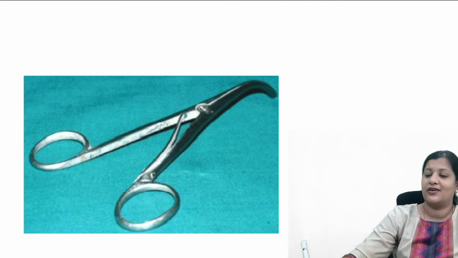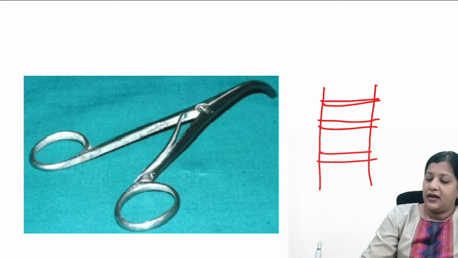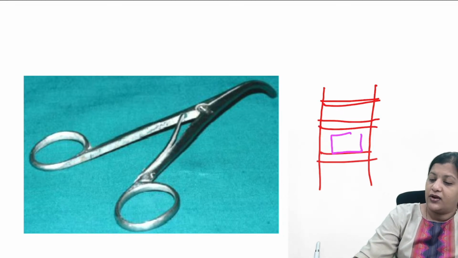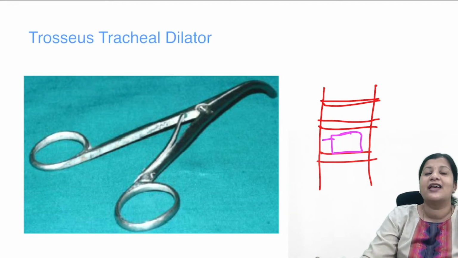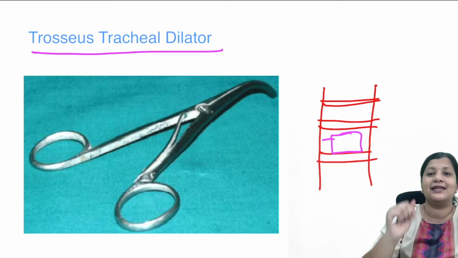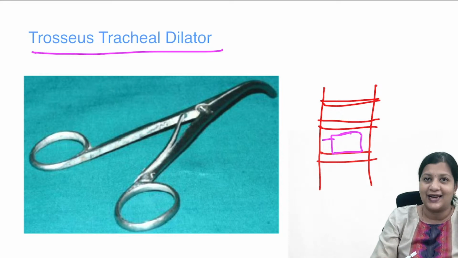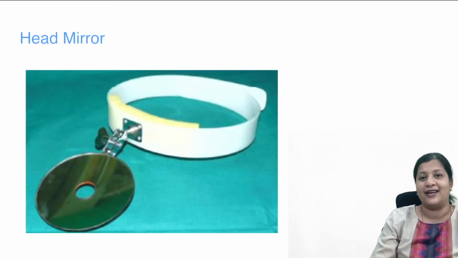Next question, what do you see here? This is used for a procedure where we make an opening in the trachea. After making an opening in the trachea, we want to dilate this opening. So what is this instrument called? This is called your tracheal dilator. So it is used to dilate the opening that you have made in the trachea, so that you can easily insert your tracheostomy tube inside the trachea. So this is called your tracheal dilator.